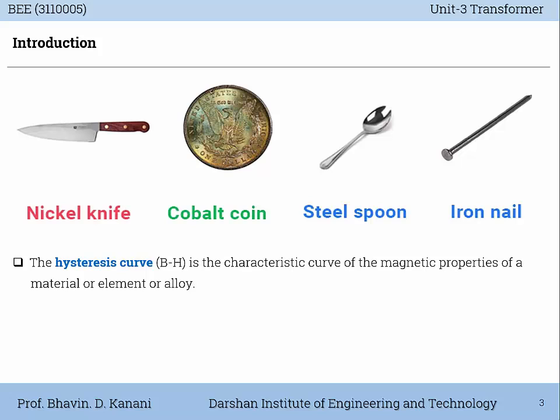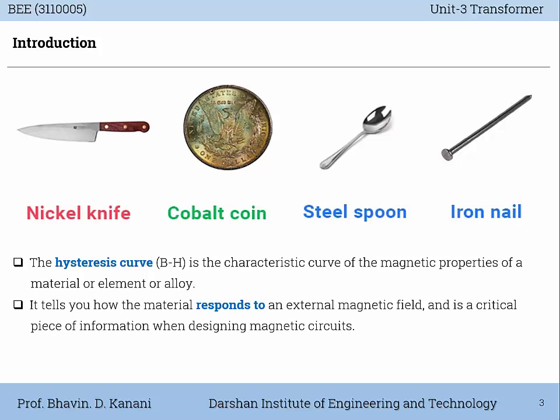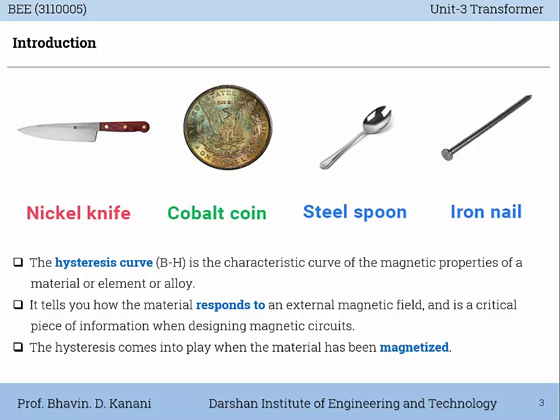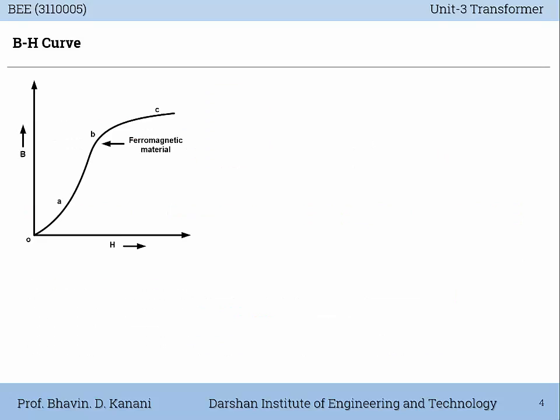element or alloy. It tells you how the material responds to an external magnetic field, and it is a critical piece of information when designing magnetic circuits. The hysteresis comes into play when the material has been magnetized. BH curve. You can see this figure.